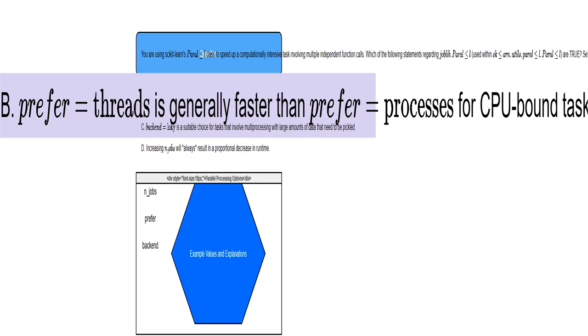Option B contrasts the use of threads versus processes. Threads share the same memory space, while processes each have their own. The question explores if using threads is faster than processes for CPU-bound tasks, tasks limited by CPU speed. This requires an understanding of the Global Interpreter Lock, GIL, and its implications for Python's performance.